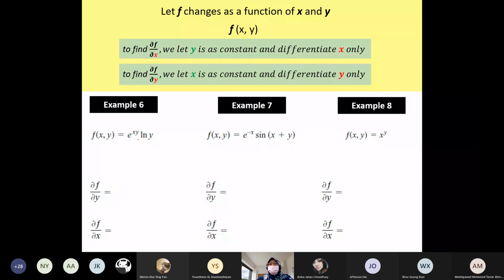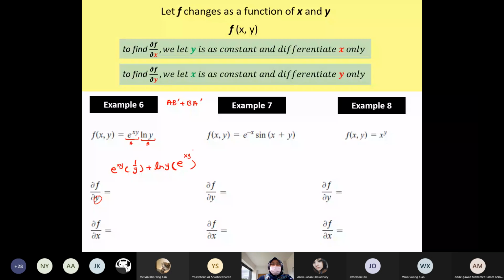Find df over dy. So from here you can treat this one as your A, this one as your B. Okay, so we know that you can use this equation AB prime plus BA prime. So A is equal to e to the power of xy multiplied by ln y. So now you want to differentiate with respect to y. So differentiate ln y becomes 1 over y. Okay, so plus ln y multiplied by A.